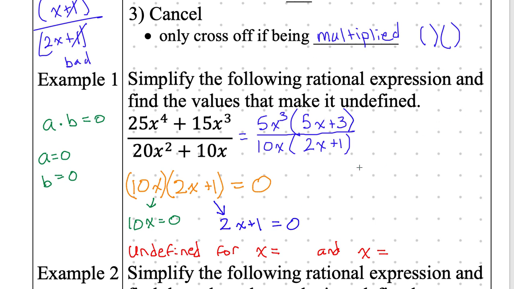X is equal to 0. That was our green one because you divided both sides by 10. 0 divided by 10 is indeed 0. And what about the blue one? What do you do to both sides? Subtract 1, so I get 2x is equal to negative 1, and then I do what to both sides? Divide by 2. Okay, so I get the answer is negative 1 over 2. There it is. Those are the undefined values.